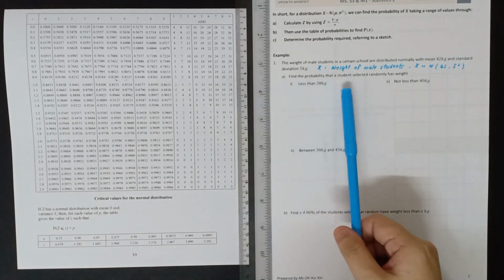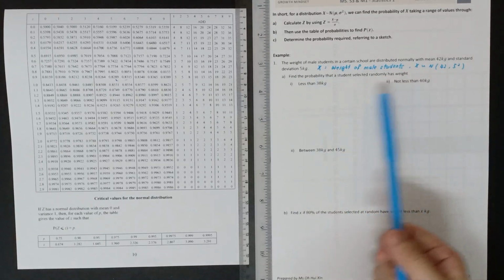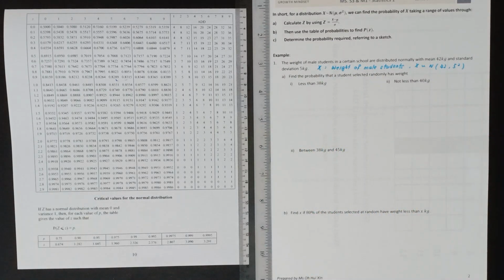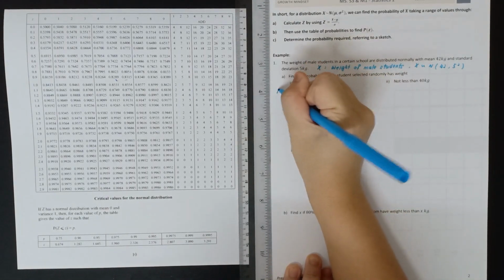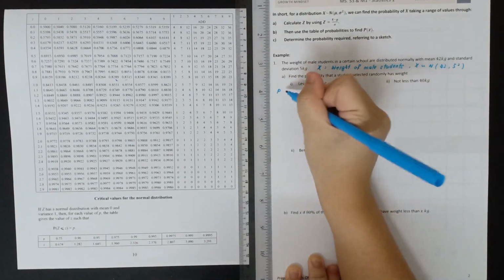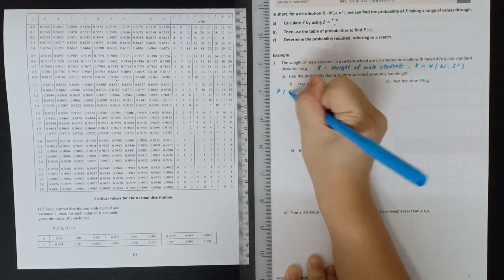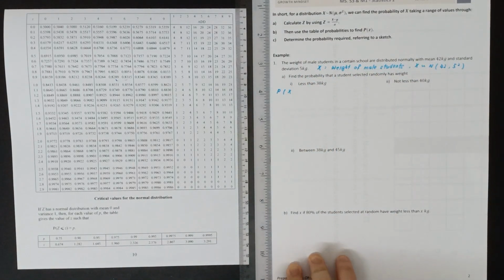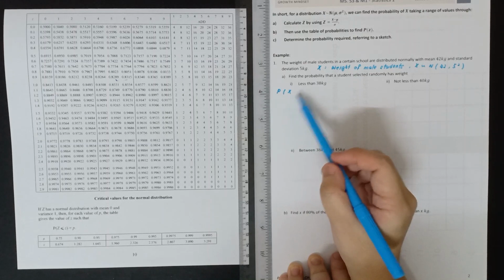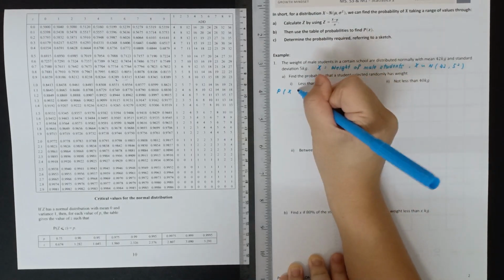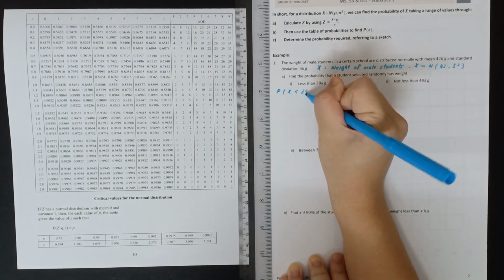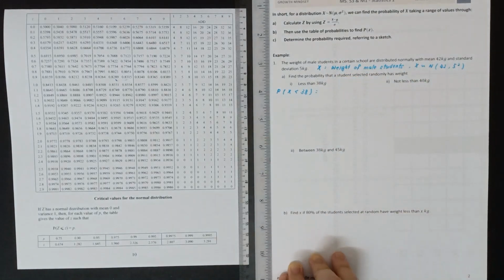Find the probability that a student selected randomly has weight less than 38 kg. So what do you want to find? The probability for the weight of the students, which is your X, that is less than 38 kg. This is what you want to find.